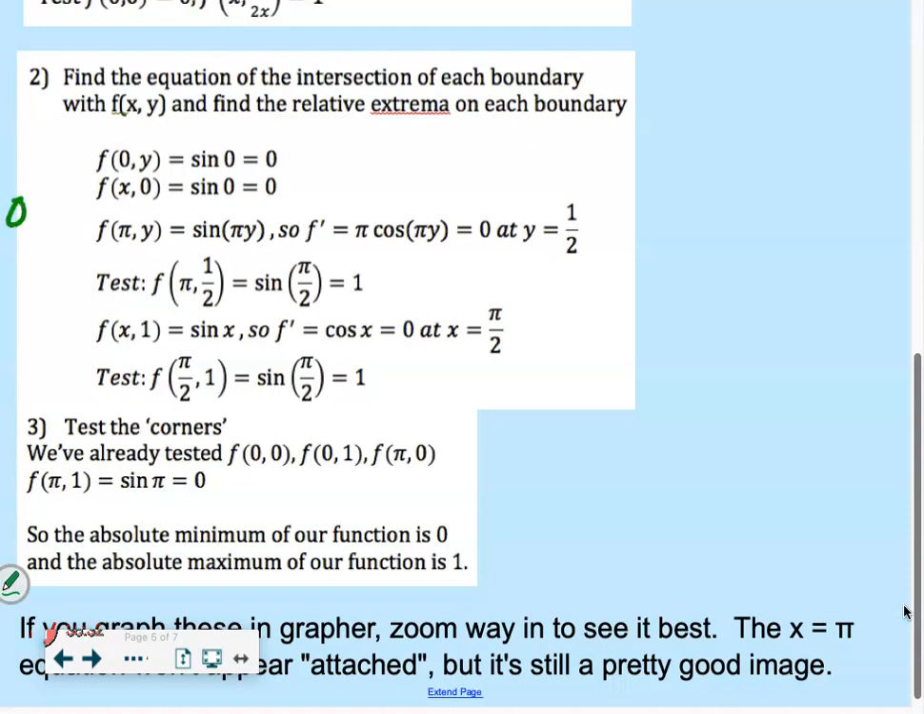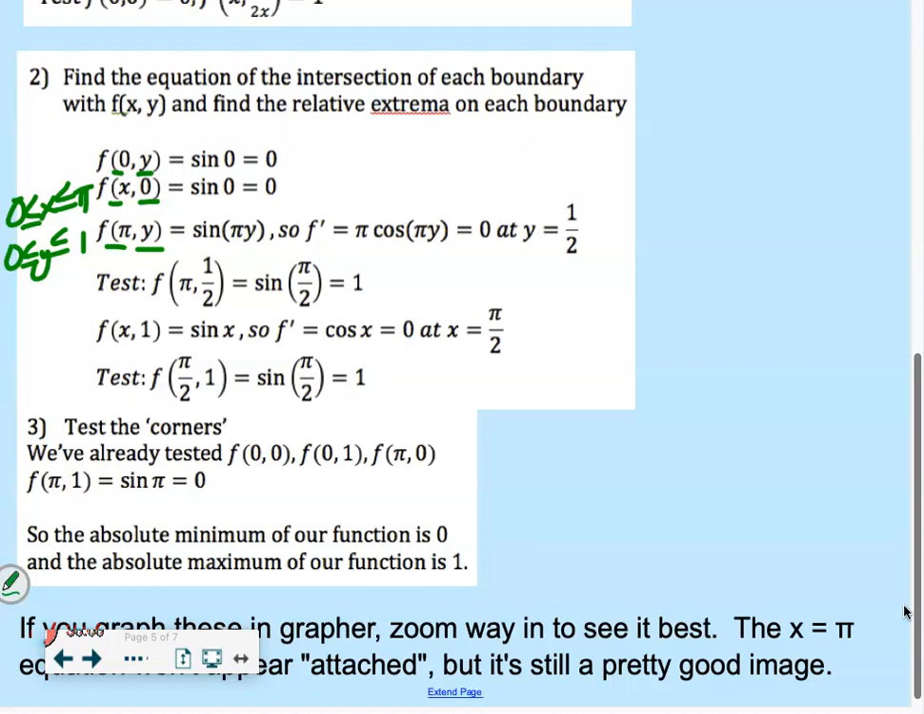So let's see. I'm going to just rewrite. The boundaries were x from 0 to pi and y from 0 to 1, right? So I have to test at x equals 0, so I do 0 comma y, just replace my x with a 0. I have to test at y equals 0, so I do x comma 0, replace the y with a 0. Then both of those just always give me 0. So then I'm like, all right, well, let's test x equals pi. So I replace my x with a pi, and I check f of pi comma y.